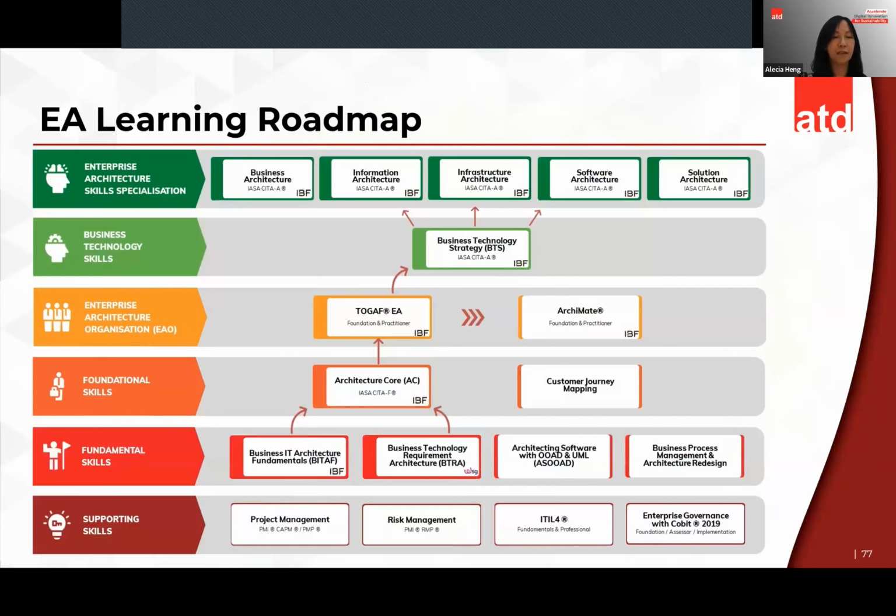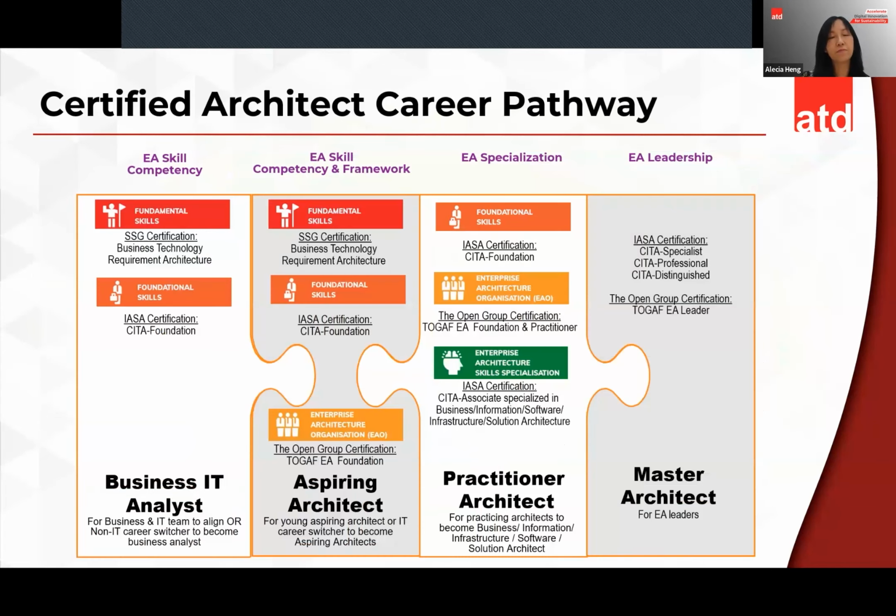At the end of the day, there is a roadmap. As you can see here, we have business technology requirement architecture. These are the fundamental skills for all aspiring architects, or the architect itself, right? So all architects should learn about business needs analysis before they move on to the foundation skills and learn about architecture frameworks and languages, and eventually specialize in each of the areas. The career roadmap will be as such.